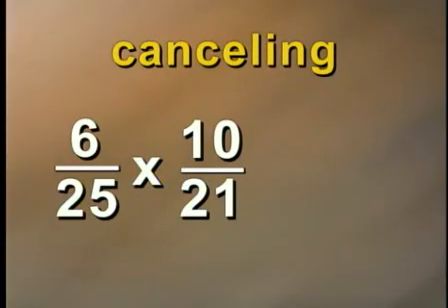Well, every time we multiply, we don't have to be swapping numerators and denominators. There's an even easier way to do that, which is in the next visual. And that shows us something called canceling. Canceling really is a form of reducing.